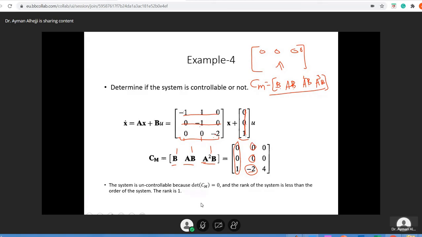5. Yeah, it must match. It must match. If I have a second order system, it is enough for me to put B and AB.